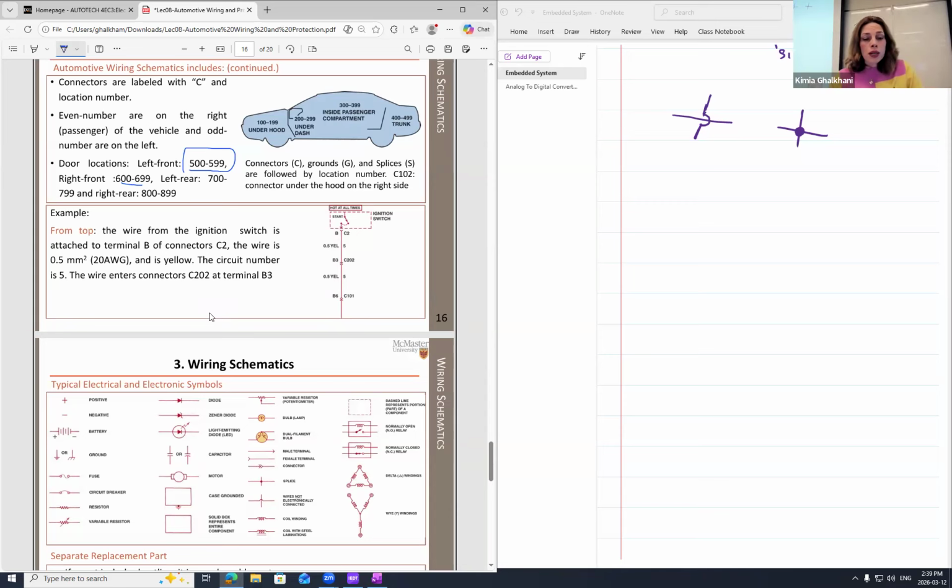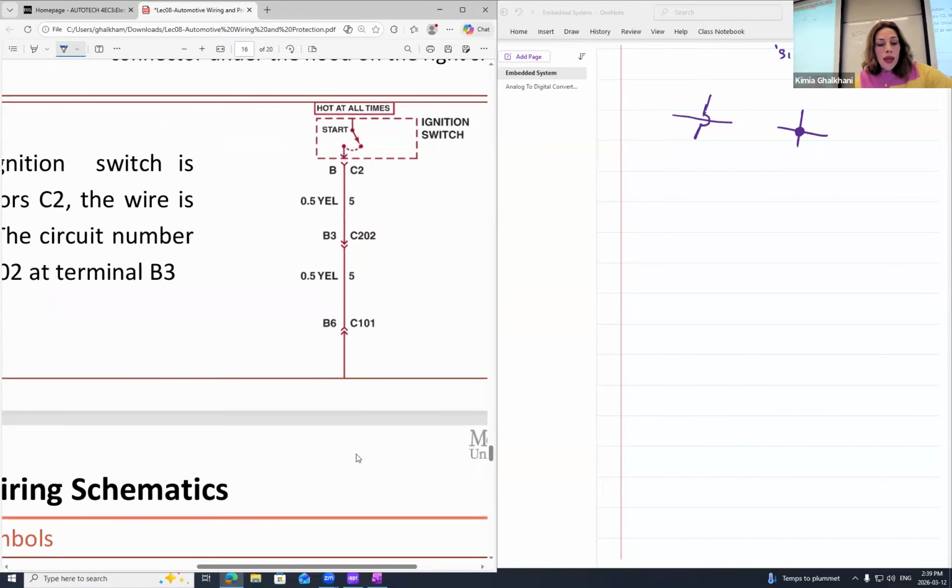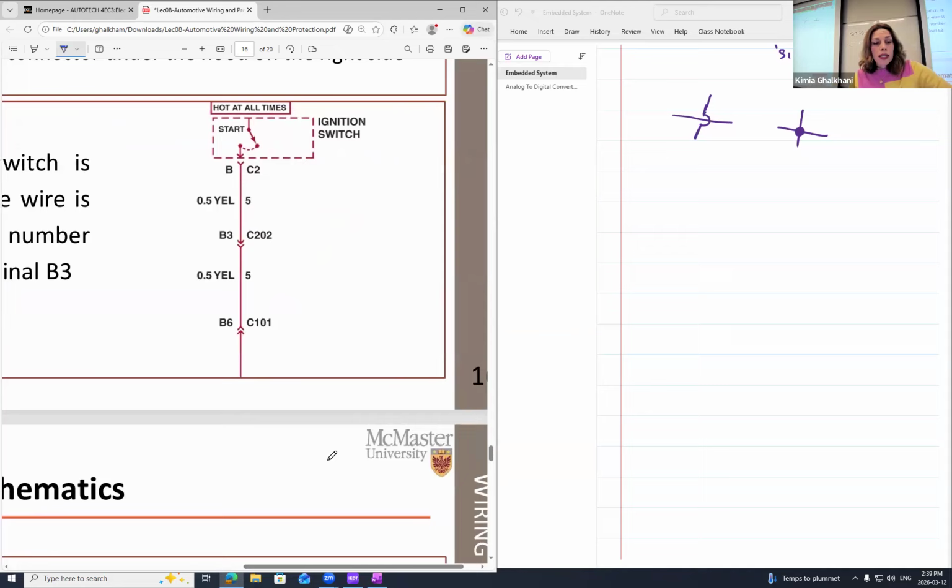From top to bottom, I'm going to just explain this one for you. What does it mean if I'm having, let me maximize it, something like that? How do I read it? Let's practice reading this one together. If I'm having some symbol or some circuit, this is hot at all times. But what does that mean? This is hot at all times. It simply means this is the ignition switch. This part is the ignition switch.